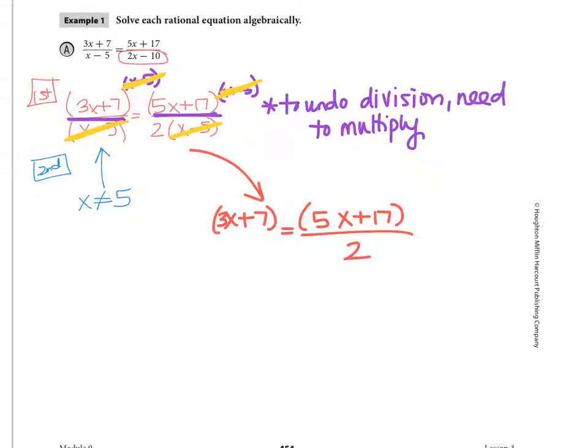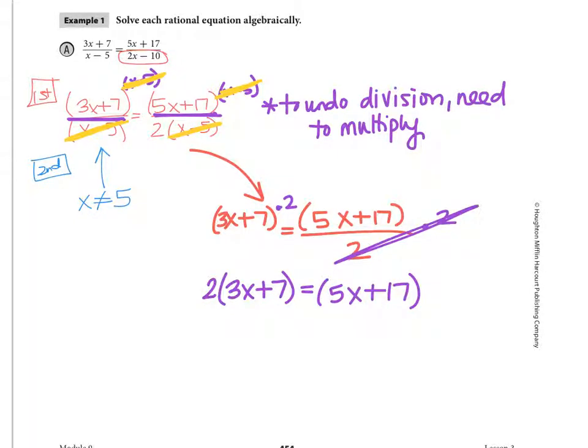Okay, now I still have a denominator somewhere. I've still got a fraction, and that's obviously this divided by 2. So to undo that, I'm going to multiply everything by 2. Well, right here, they cancel to eliminate the fractions. And on this other side, I have 2 times 3x plus 7 equals 5x plus 17. All right, now I'm just in the business of solving. So the whole purpose, notice that I multiplied to undo the division. And now you can put a note: now we're just going to solve. And this should be a lot easier. This is just regular, normal math.